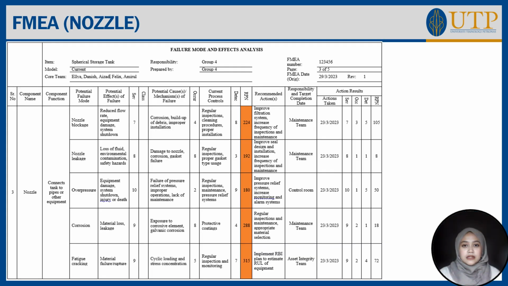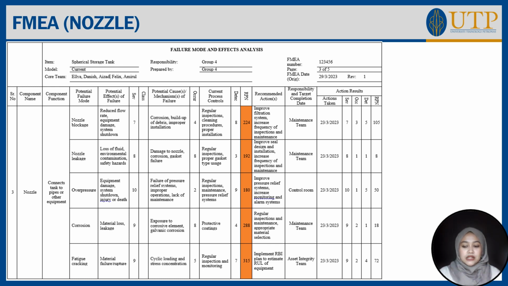This is the FMEA result for the third component, which is the nozzle. The function of the nozzle is to connect the tank to pipes or other equipment. From the FMEA result, we can see the highest RPN rating is for the failure mode of fatigue cracking. Fatigue cracking is usually due to cyclic loading and stress concentration.